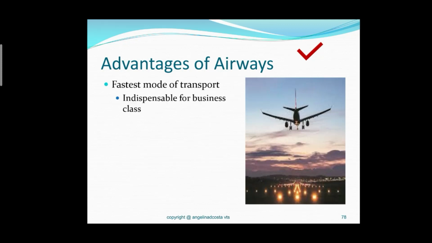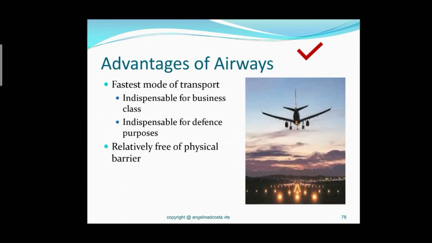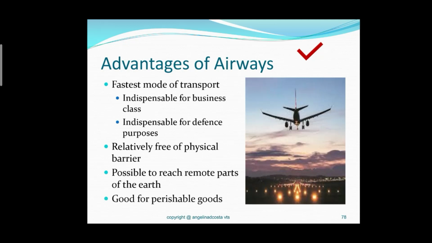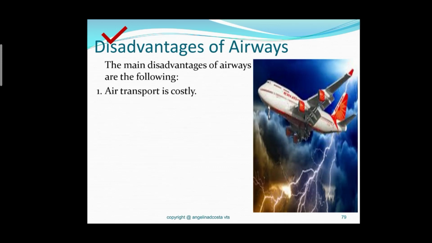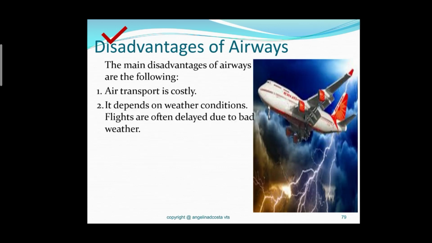Vayudoot was set up in 1981 to augment links with remote and inaccessible areas which were not covered by Indian Airlines. Pavan Hans is the helicopter service operating in hilly areas and is widely used by tourists in the northeastern sector. Besides, Pavan Hans Limited mainly provides helicopter services to the petroleum sector and for tourism.